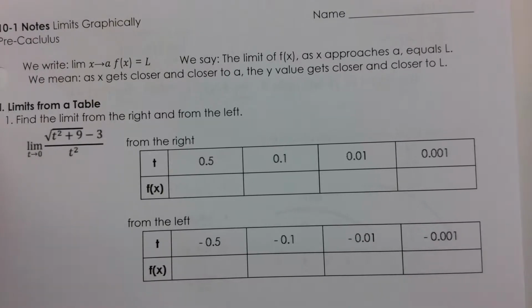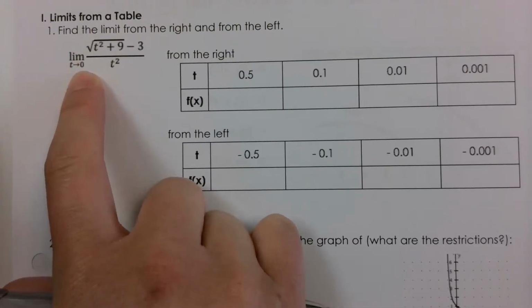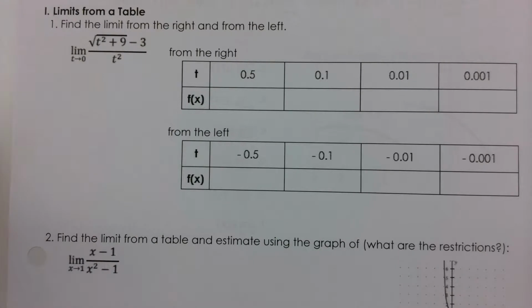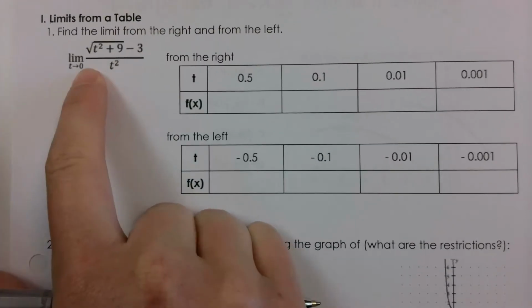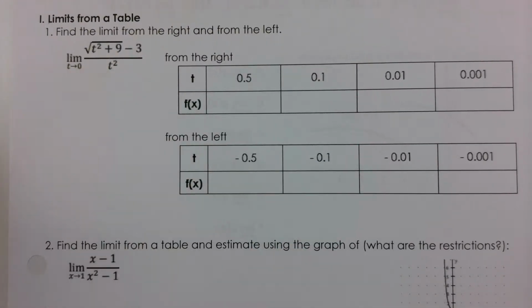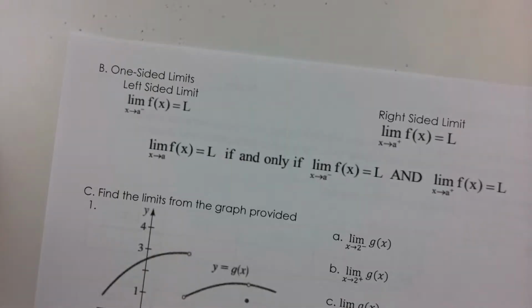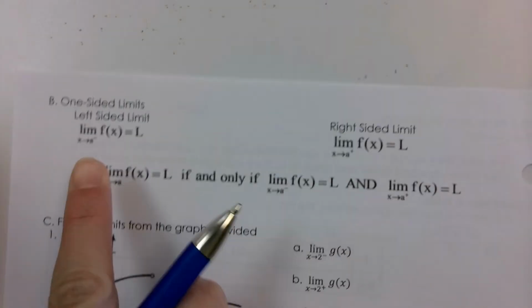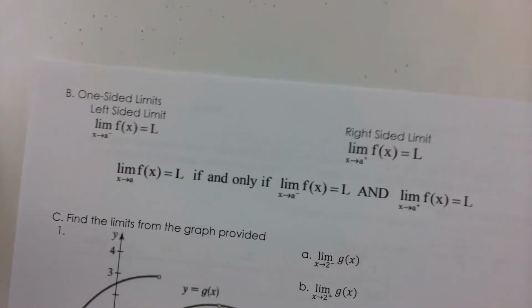So limits, basically it's just as you're approaching some x value, what's happening with your graph. We read those as, if you're looking down here, the limit as t approaches 0 of whatever function. You can do limits from the left side and the right side. That's going to be denoted with a little plus or a minus beside that number. So I think you can see that over here, you have left-sided limits or right-sided limits.